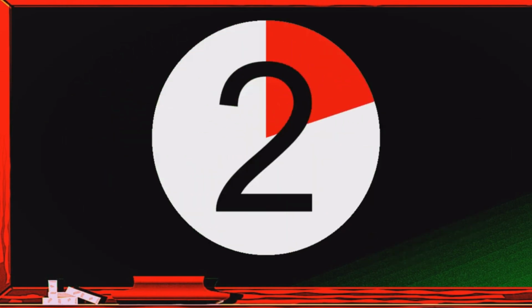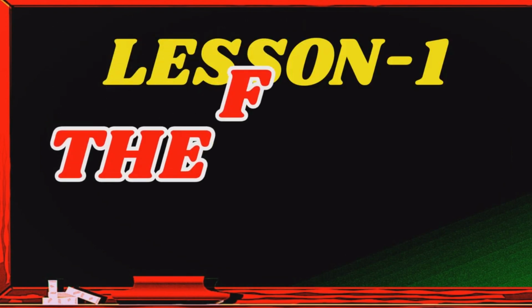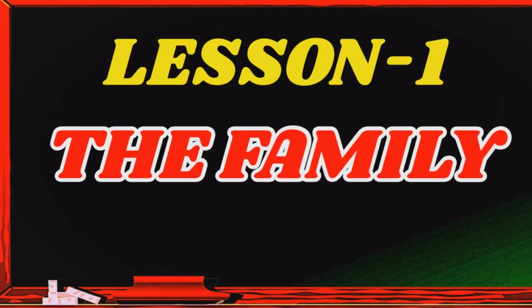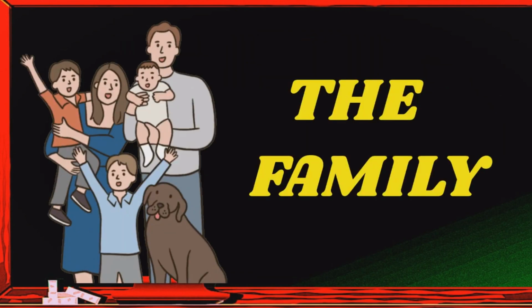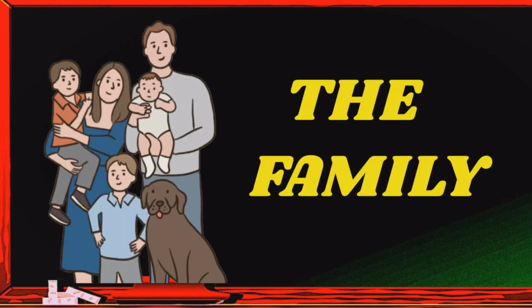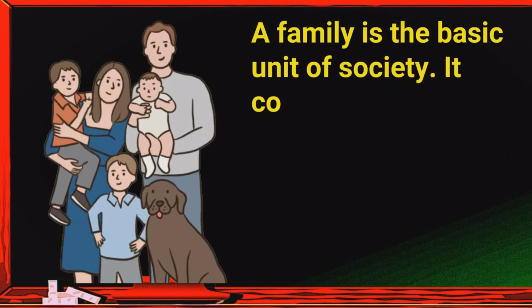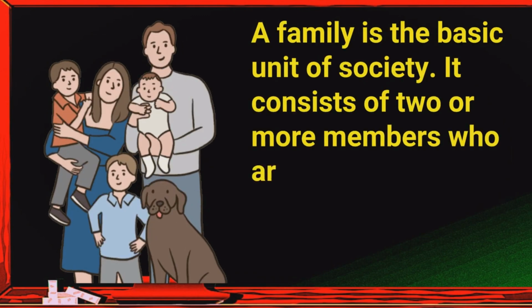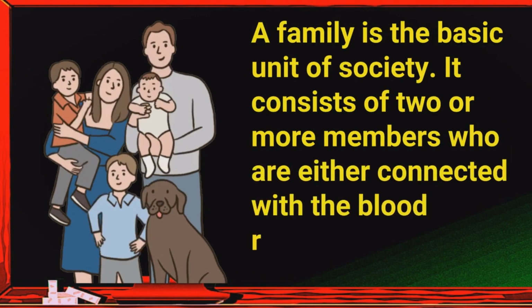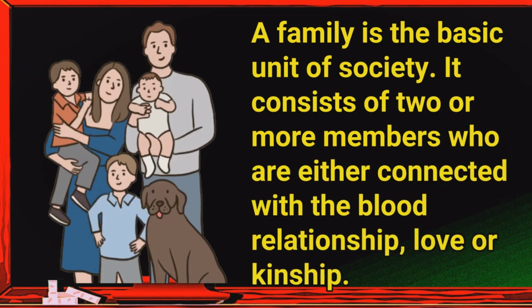Let's revise. First, we are going to discuss the important points of lesson 1. The family. So let's revise the important facts about this lesson, which is very very important for your coming exam. A family is the basic unit of society. It consists of two or more members who are either connected with blood relationship, love or kinship.